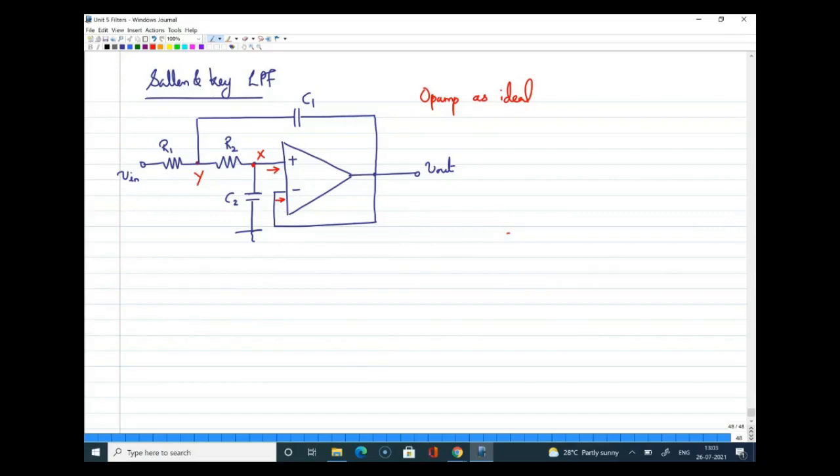So if I want to find the current flowing through R2, since there is no current flowing into the plus terminal of the op amp, the current flowing through R2 is the same as the current flowing through the capacitor C2. Can I write it in this way?